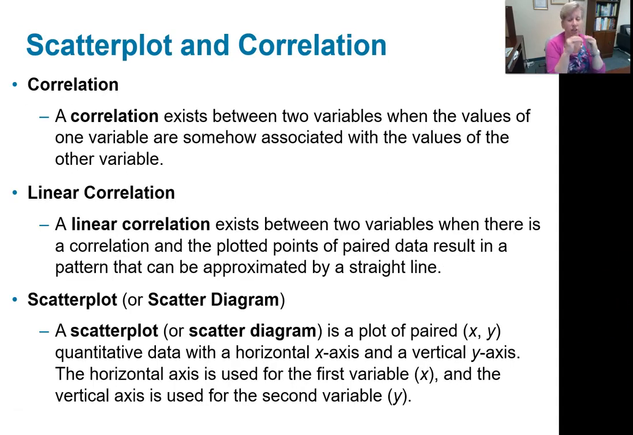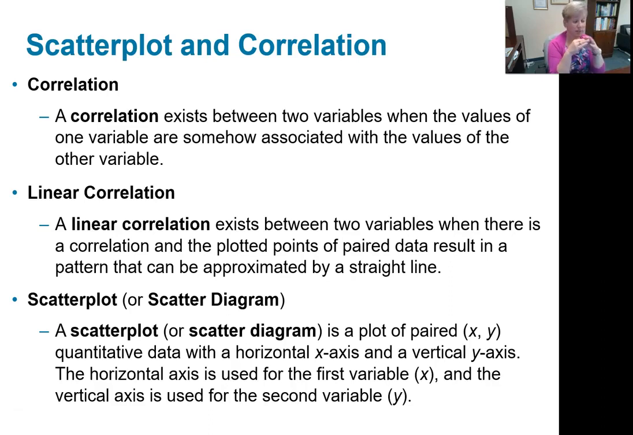So correlation just means that you have two variables that seem to have some kind of relationship with each other. Doesn't necessarily mean that they are causing each other, but there is just a correlation between them. And it's very important, we've talked about this in a previous lesson, that you don't mess up correlation and causation.